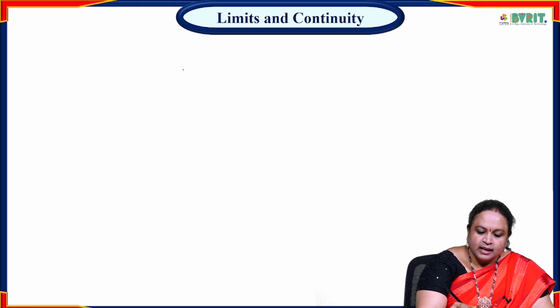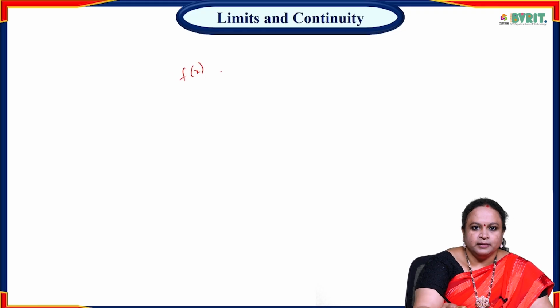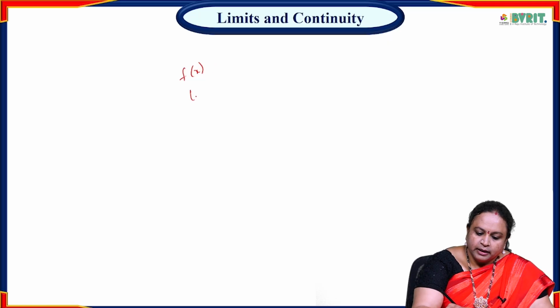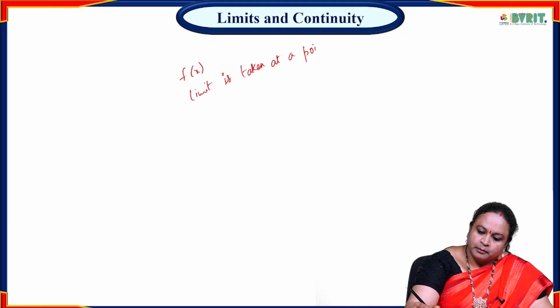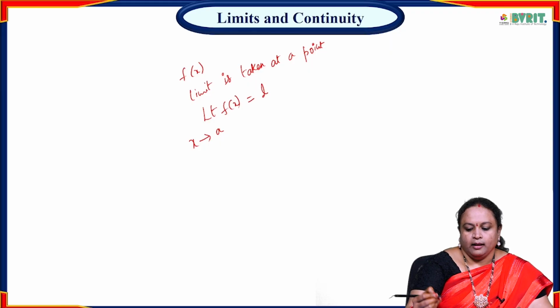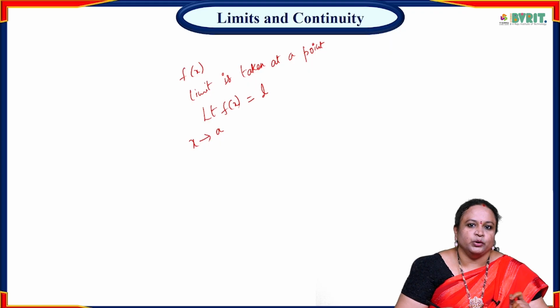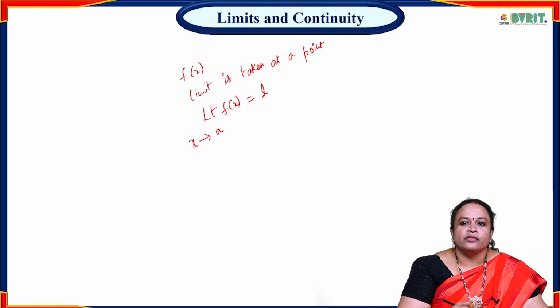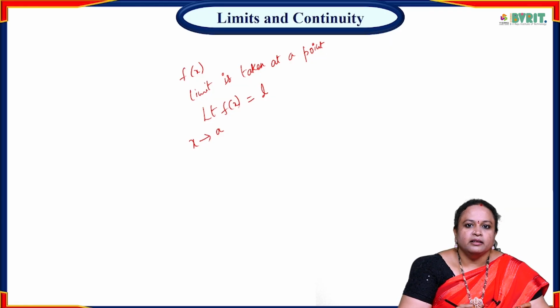Mathematically, let f of x be a function, then limit exists or limit is taken at a point. Then limit x tends to a f of x equal to L is called as the limit value. Limit x tends to a f of x equal to L is called as limit value.